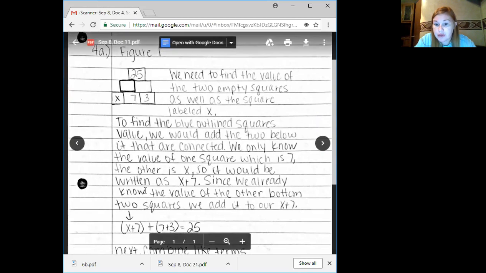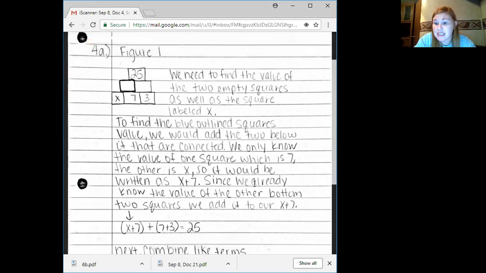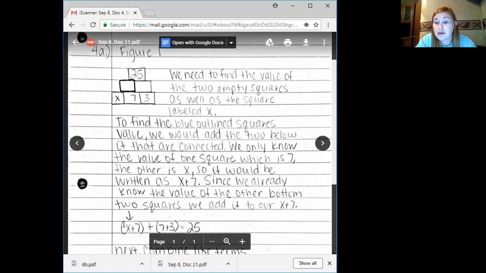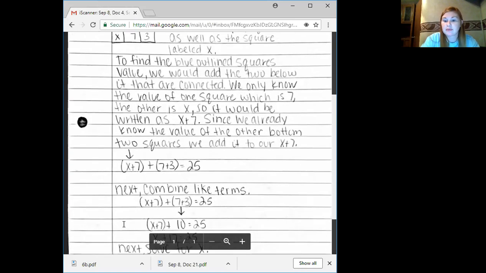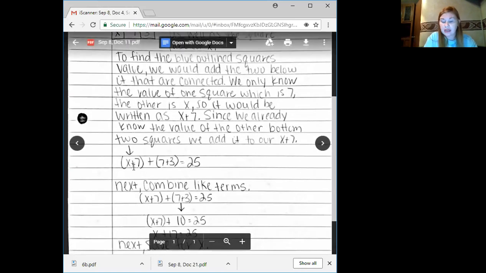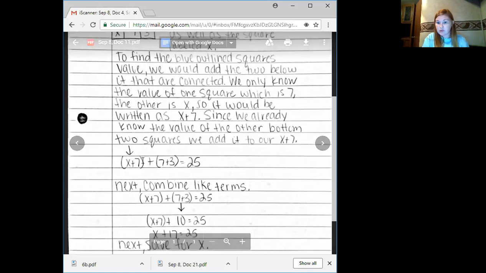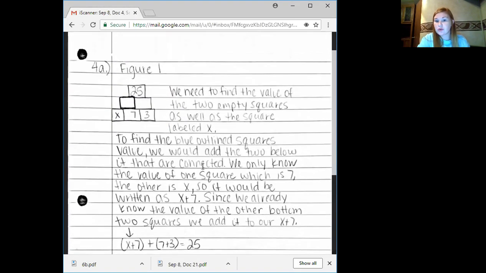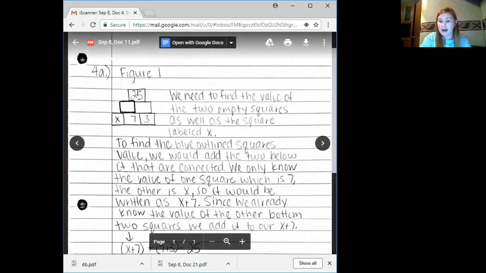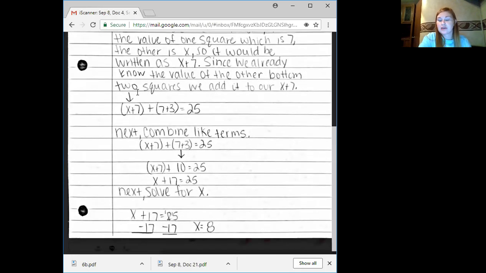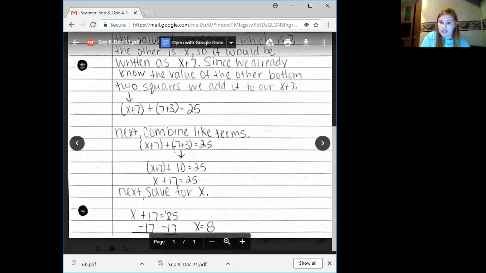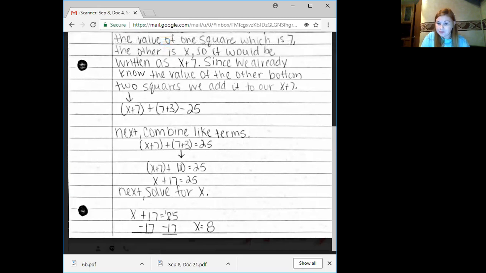So what we'll do is write it as x plus 7. And since we already know the value of the other bottom 2 squares, we add it to our x plus 7. So as you see here, I put 8 plus 7 in parentheses plus 7 plus 3, which will get us our top number here, 25. So next we're going to combine our like terms, which is the 7 and 3, and we get 10. And then we're going to add that to the 7, and then we're going to solve for x.